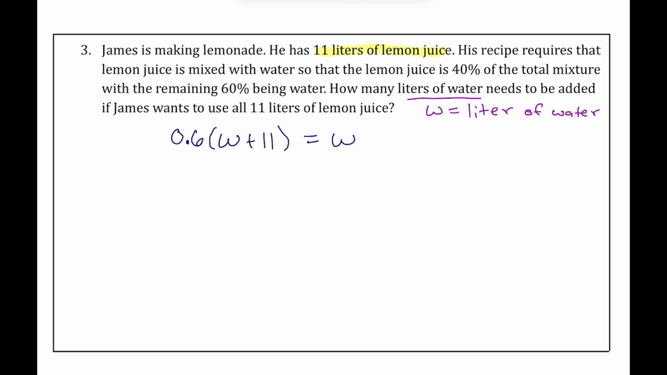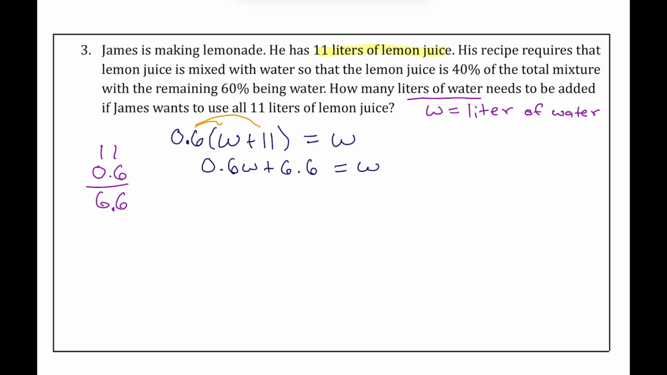Anytime we see parentheses with a value outside, that's indicating that we need to multiply that value. And to do that, we use the distributive property. So 0.6 times W is 0.6W, and then 0.6 times 11. 6 times 11 is 66, and then 1 decimal. So it becomes plus 6.6 equals W.